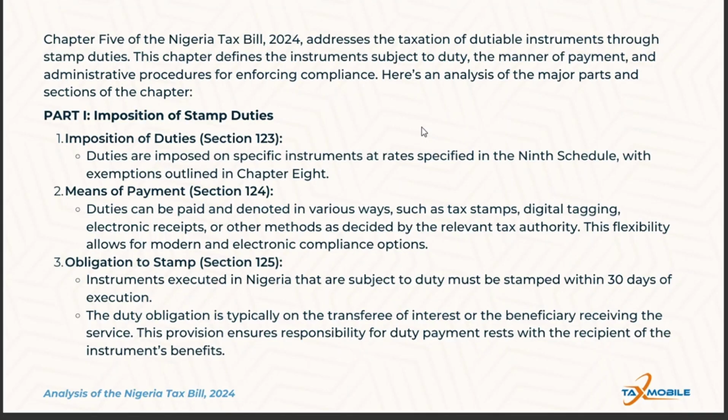Now, Chapter 5 of the Nigerian Tax Bill 2024 establishes a detailed framework for the assessment and collection of stamp duties on various financial and property-related instruments. It is designed to streamline the taxation of dutiable instruments, incentivize compliance, and modernize payment and enforcement mechanisms to align with contemporary economic realities.